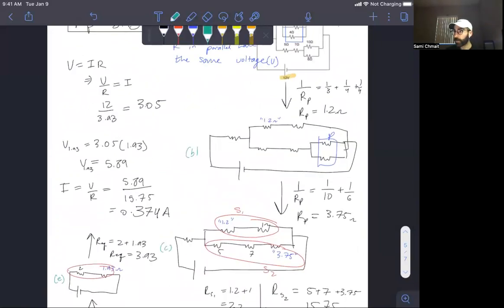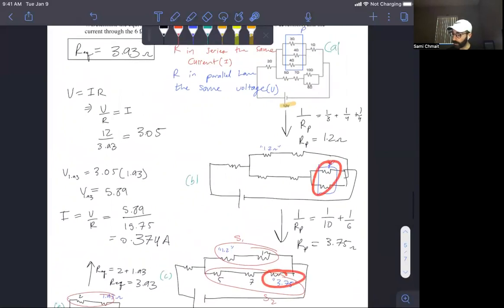Okay. So the next thing is we want to find the voltage through this position, because resistors in parallel have the same voltage. And with that, we'll be able to find the current here. So we'll say V, continue up here, V 3.75, that's this position, is equal to, one sec.